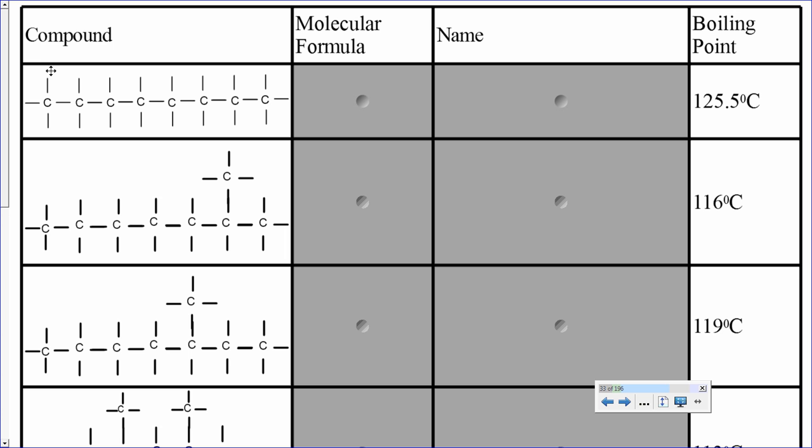Hi, and welcome to Isomers. To start our study of isomers, we're just going to look at some isomers.